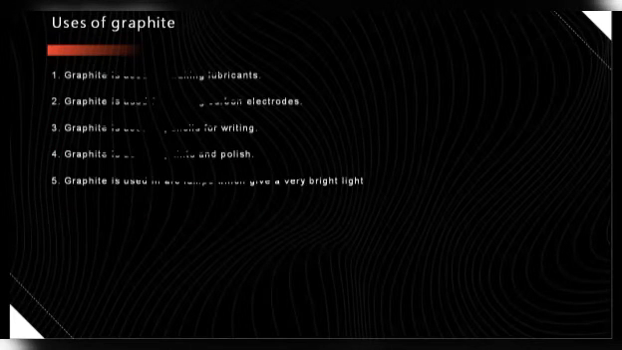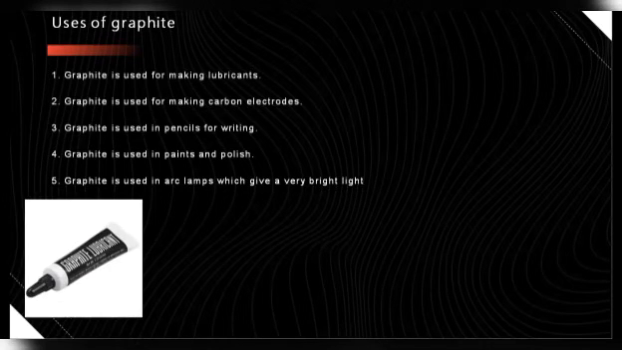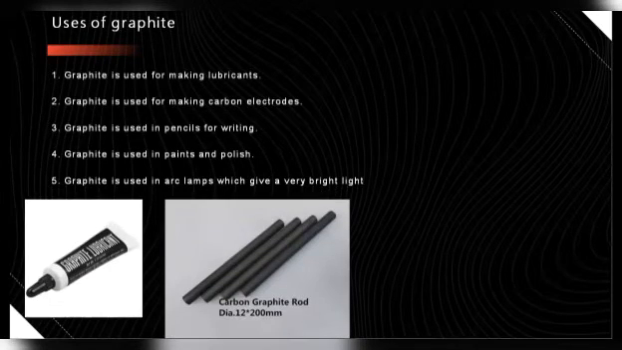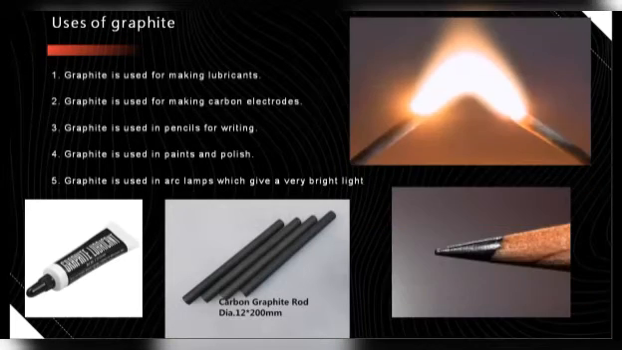Let us now look at the uses of graphite. Graphite is used for making lubricants. It is also used for making carbon electrodes. Graphite is used in pencils for writing. Graphite is used in paints and polishes. Graphite is also used in arc lamps, which provide a very bright light.